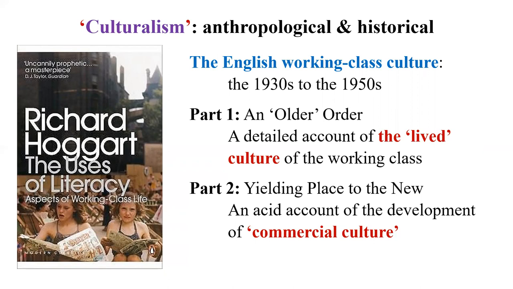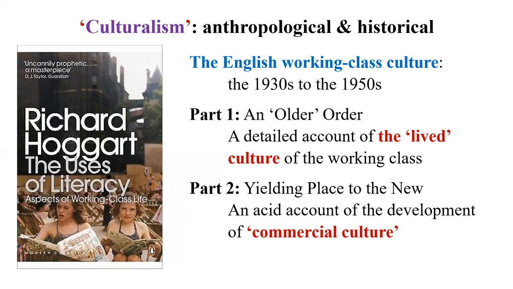In this book, Richard Hoggart studies the English working class culture from the 1930s to the 1950s. So he restricts himself to these decades, the 30s to the 50s, and focuses on working class culture. And the book is divided into two parts. Part one, An Older Order, talks about the lived culture of the working class.